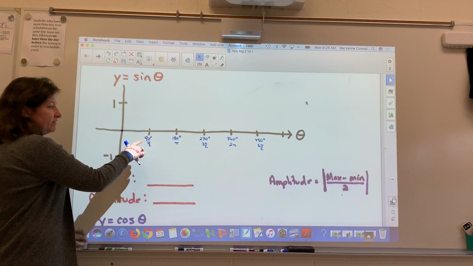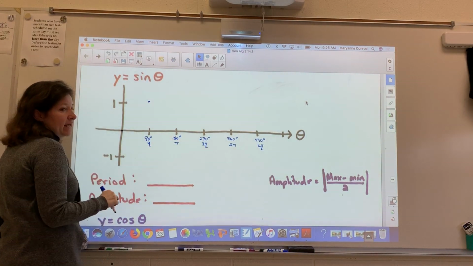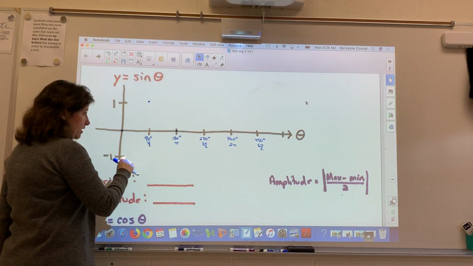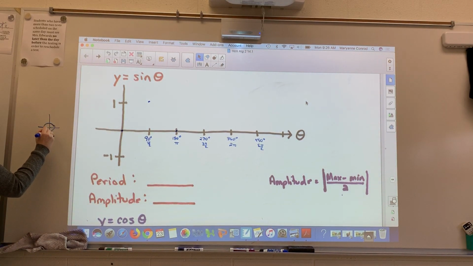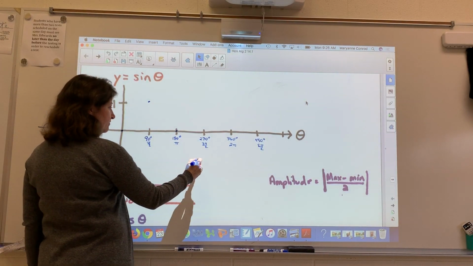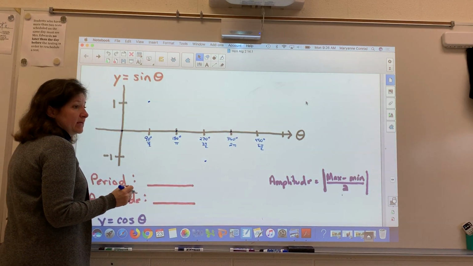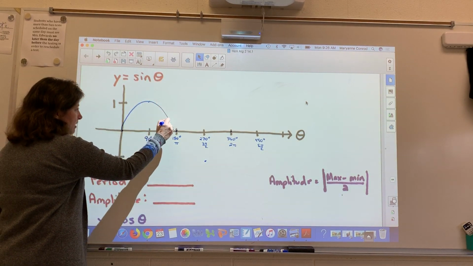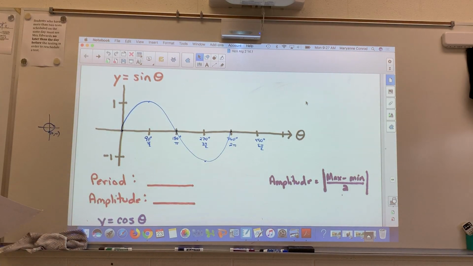So what is sine of 90 degrees or sine of pi over 2? It is 1. What is sine of 180 or sine of pi? Your y coordinate is 0. What is sine of 3 pi over 2? On the unit circle, we're talking about the y coordinate right here. So what's sine of 270? It is -1. Sine of 360 is 0, and then what do we know it starts doing? It starts repeating itself. So this is a periodic function that repeats itself every 360 degrees or every 2 pi.